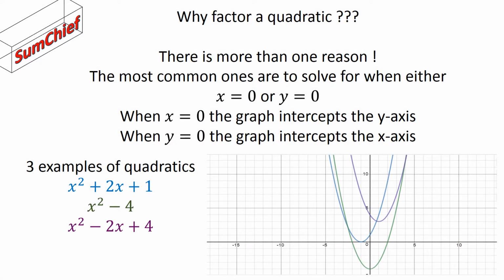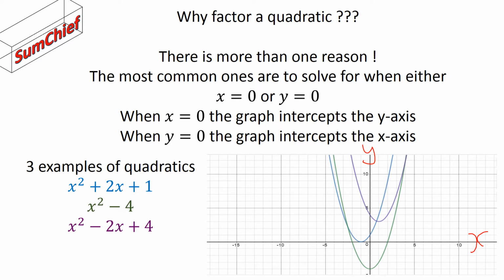Okay, so why would you want to factor a quadratic? Well, there's more than one reason. The most common one is to solve for when either x equals 0 or y equals 0. When x equals 0, the graph intercepts the y-axis. That's the axis here. And when y equals 0, the graph intercepts the x-axis. This is the x-axis here.